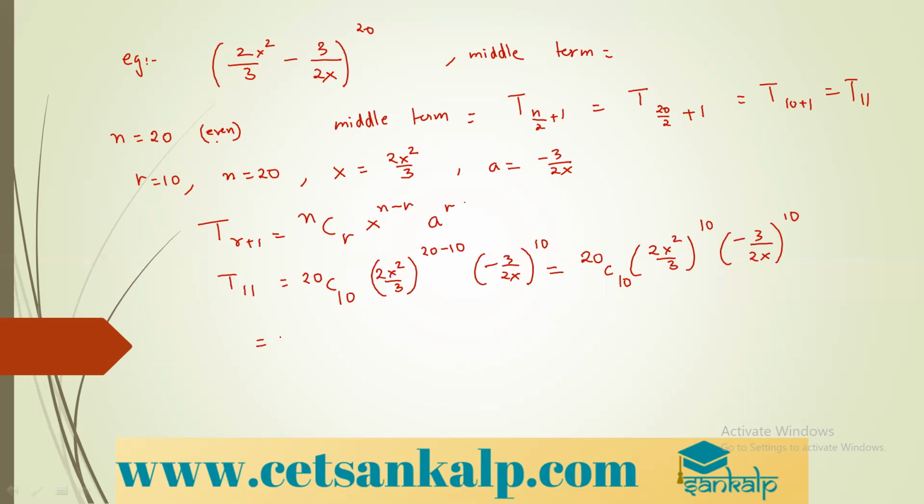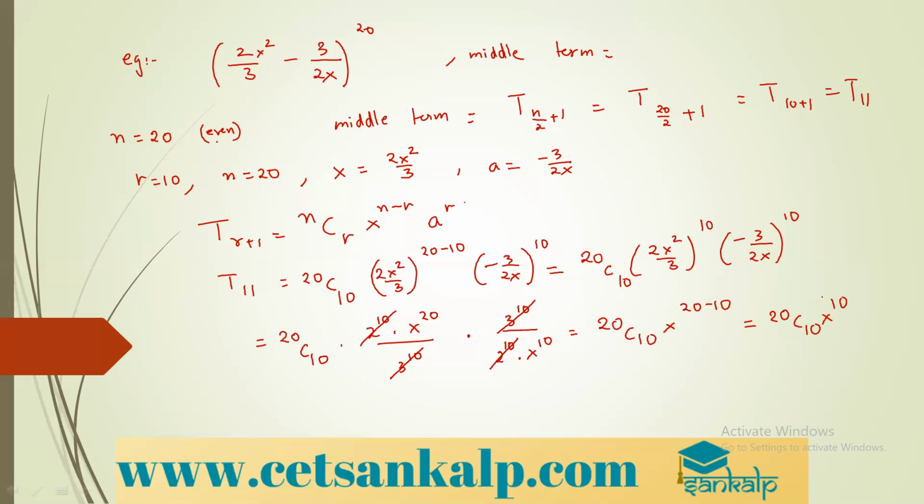So if I simplify further, 20 C 10, 2 will have power 10, x will have power 20, 3 will have power 10, minus power 10 will be plus only. 3 will have power 10, 2 will have power 10, x will have power 10. So 2 power 10 will cancel, 3 power 10 will cancel. Left is 20 C 10 x power 20 minus 10, that is 20 C 10 x power 10. This will be the middle term in this expansion.